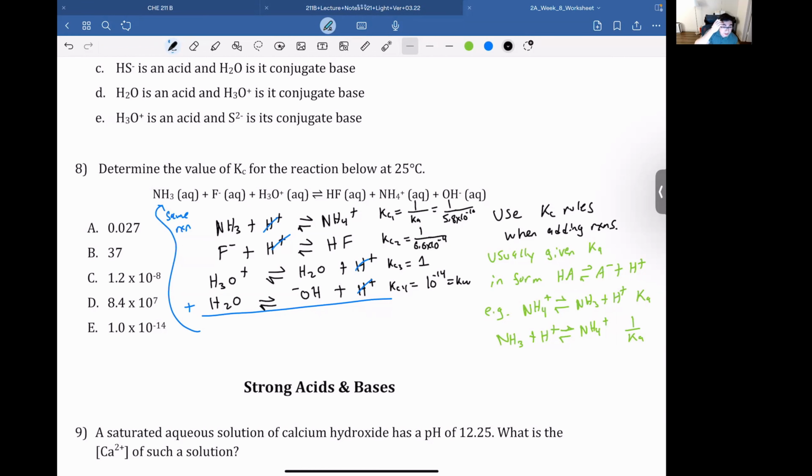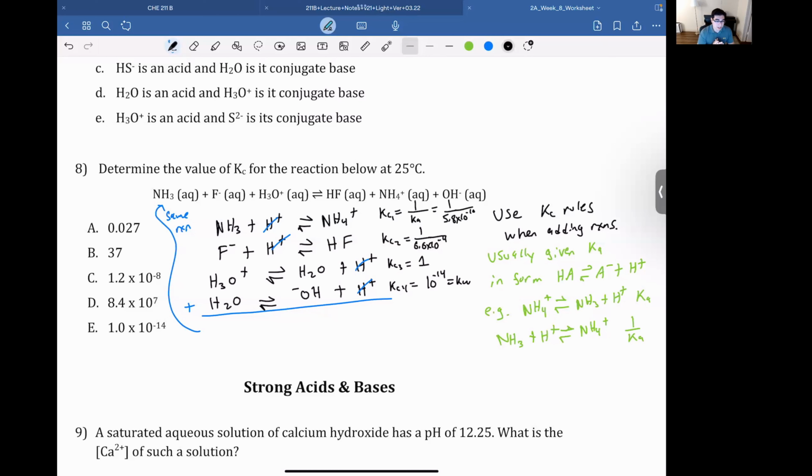Just remember for the top two, you're usually given the Ka, and then we just reverse the reaction. So Ka is the equilibrium constant for the dissociation reaction of the acid. We're reversing it here, right? Because it's not dissociating, it's two things coming together on the left. And so we do 1 over Ka based on our Ka rules. If you're confused on that, go ahead and view the previous video.